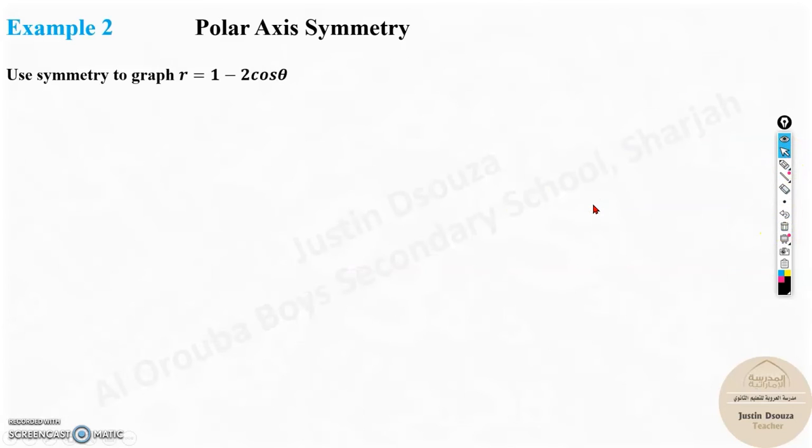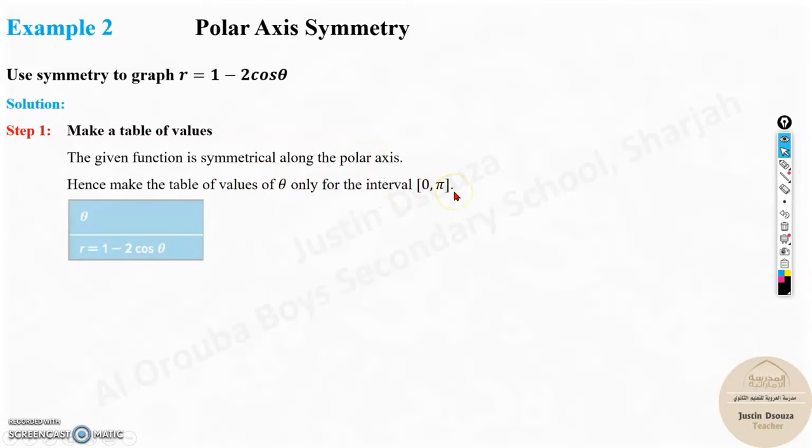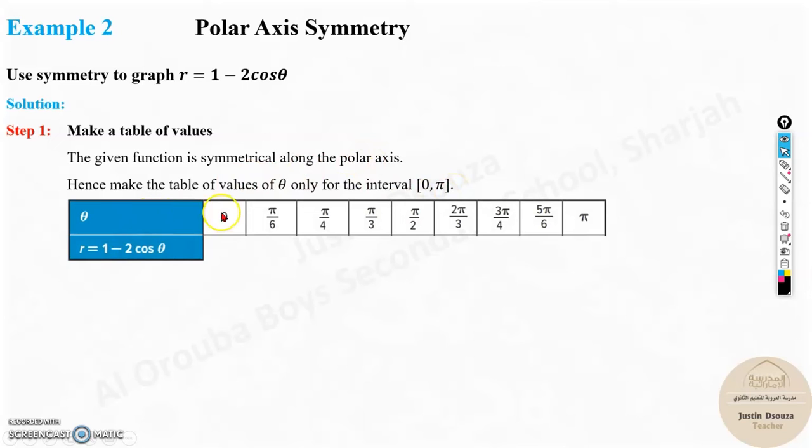Now let's see some problems. We have over here: use symmetry to graph r equals 1 minus 2 cos theta. You know, cos is symmetrical about the polar axis. So make a table of values, but the given equation is symmetrical about the polar axis, so just use 0 to pi. Make a table of values from 0 to pi, 0, 30, 60, or however you want to take the interval, and put the theta values over here. You can take them in degrees.